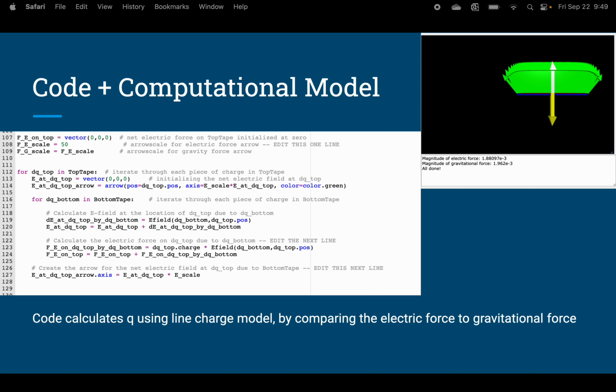And as you can also see here in this picture, the charge is distributed evenly across the tape, which is why you see all these green arrows here. And when calculating it using this model, we got Q equals 1.04 times 10 to the negative 8 coulombs.